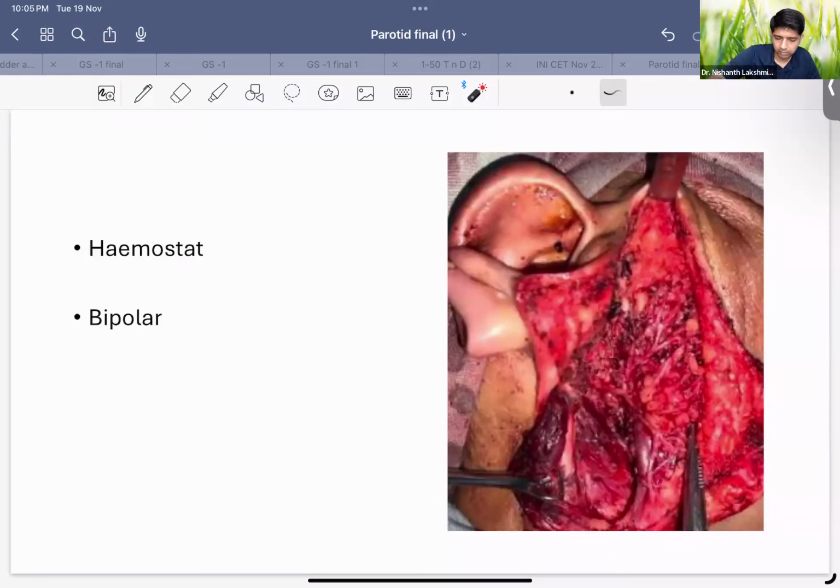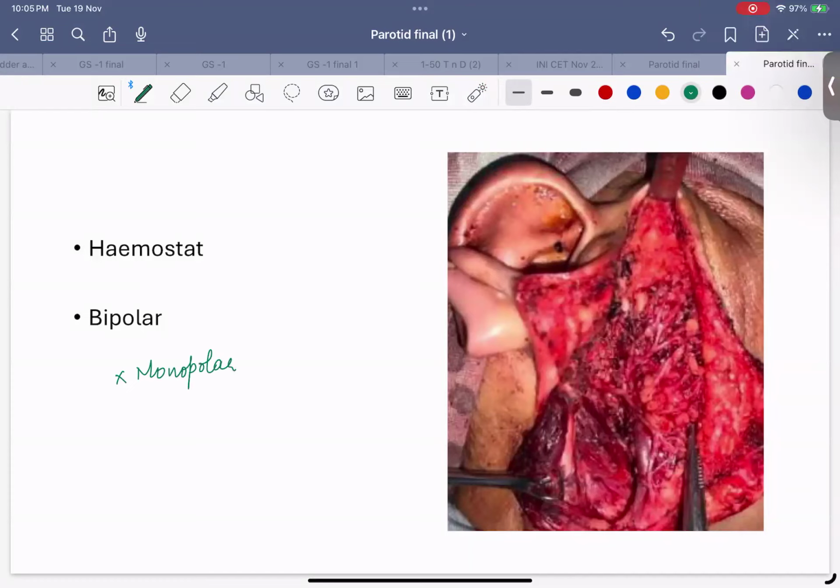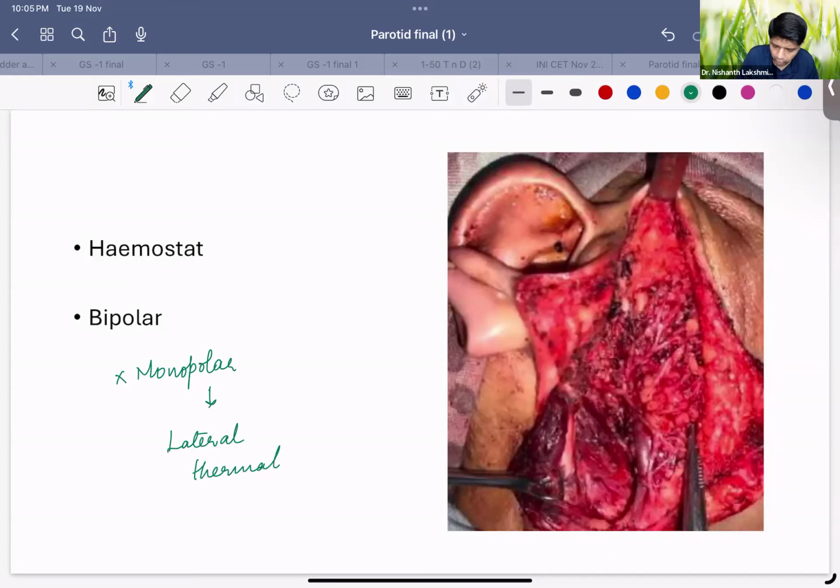Niranjan sir, anything to add, sir? Nothing, Nishant. Okay. So once you have identified the facial nerve, all you have to do is take a blunt hemostat, gradually tease off the tissue on top of the nerve and use a bipolar. Why is it that we don't use a monopolar? Why only bipolar? Easy answer. Lateral spread of current, and that can cause inadvertent injuries. Correct. Lateral thermal spread is something that can cause injury to the nerves and can cause damage.